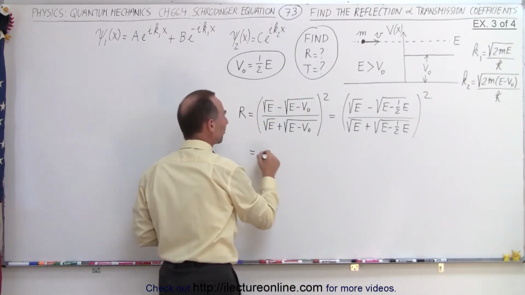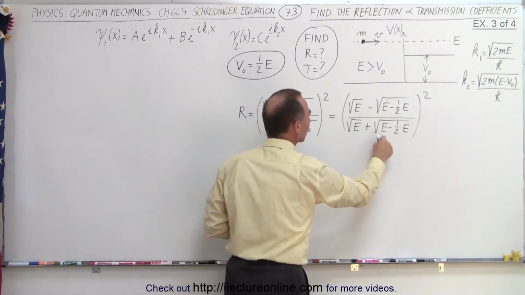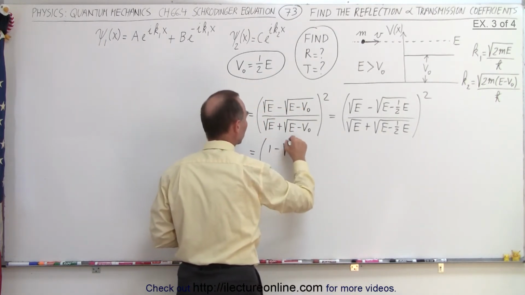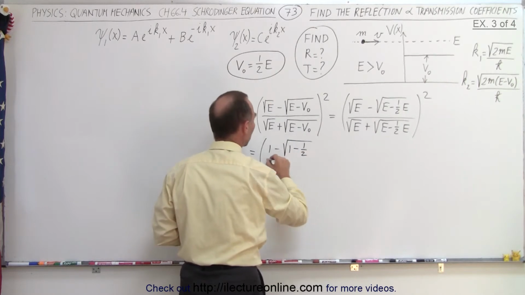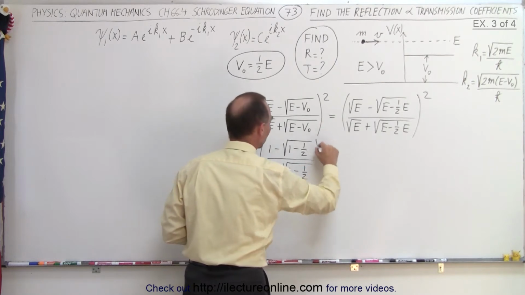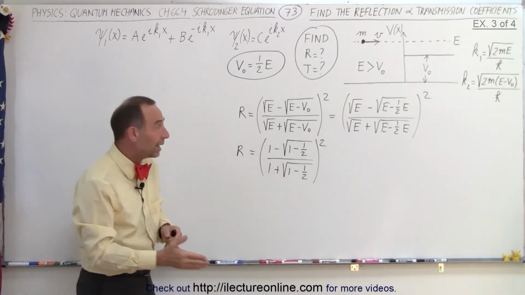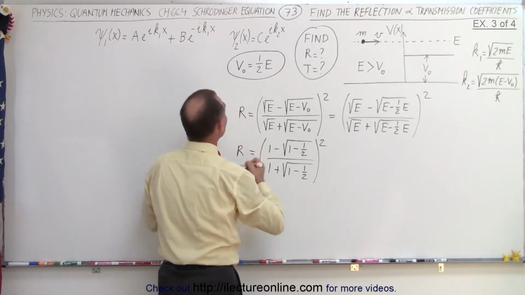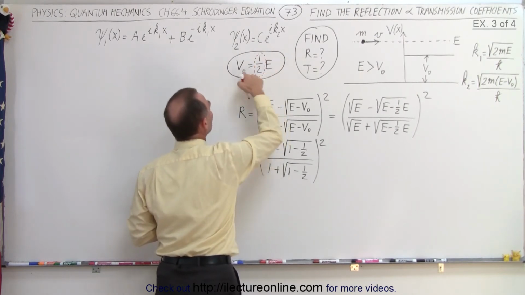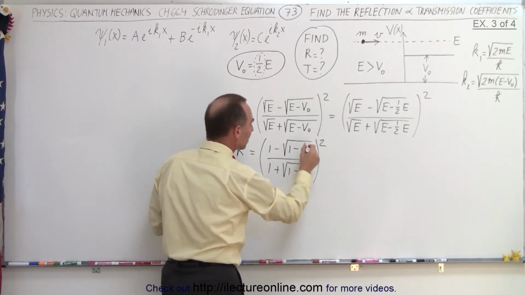And now, when we simplify that, if we factor out a square root of E from here and here, and then cancel that out, that becomes equal to 1 minus the square root of 1 minus 1/2, over 1 plus the square root of 1 minus 1/2, quantity squared. And this becomes an easier equation to jump to right away, so we don't have to go to this part anymore, by simply realizing that this here is the fraction of the energy that the potential step has relative to the energy of the particle, which is the number that goes in the equation right here.